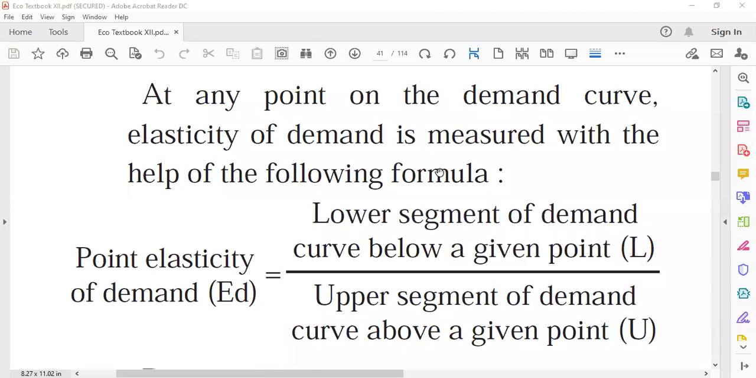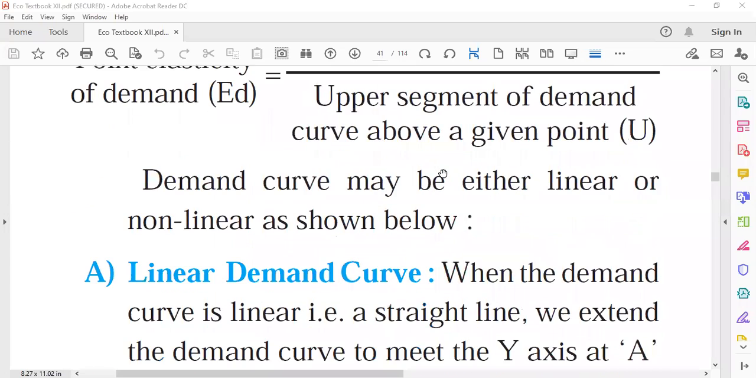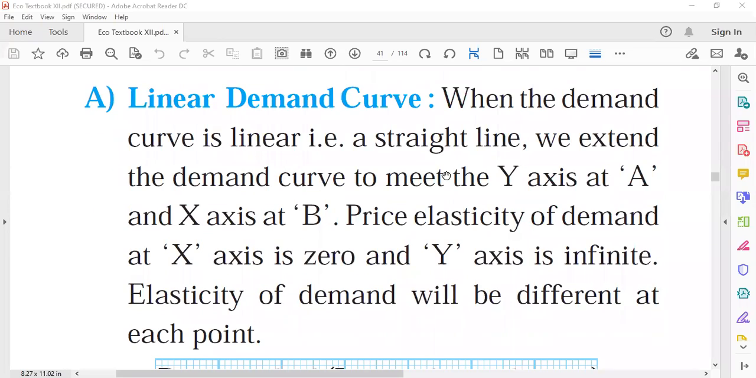And on the basis of a coefficient of elasticity, the elasticity of demand is classified into the 5 different categories. That is relatively elastic demand, relatively inelastic demand, perfectly elastic demand, perfectly inelastic demand, and unitary elastic demand.